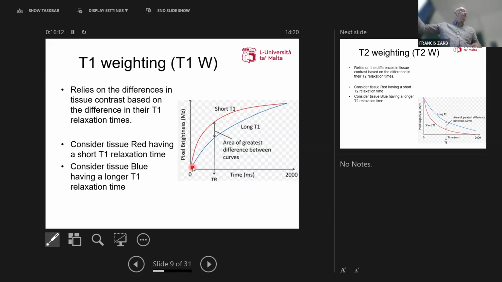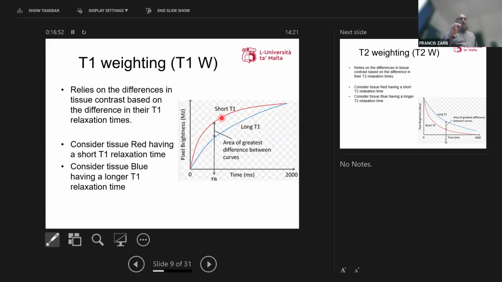We have two tissues with a slight discrepancy or variation in their T1 relaxation time. One is longer than the other. The red line reaches its maximum before the blue line. Okay? The red line reaches maximum intensity before the blue line. So the red tissue has a shorter T1 relaxation time compared to the blue one.